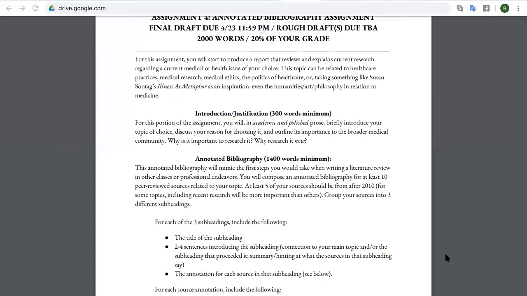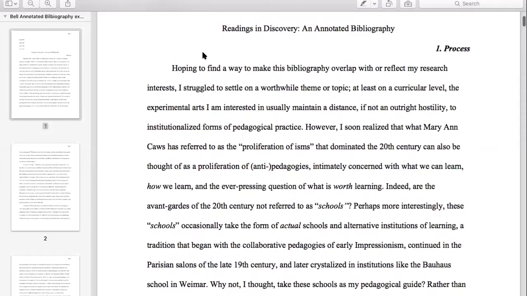Let's look at the directions for the introduction. In the assignment description, it says, for this portion of the assignment, you will, in academic and polished prose, briefly introduce your topic of choice, discuss your reason for choosing it, and outline its importance to the broader medical community. What is, or why is it important to research it, and why research it now? So let's look at my introduction here.